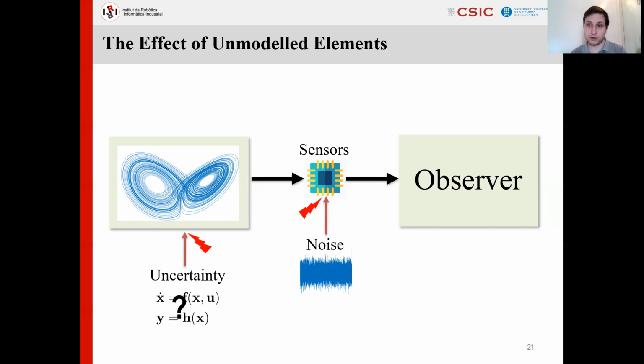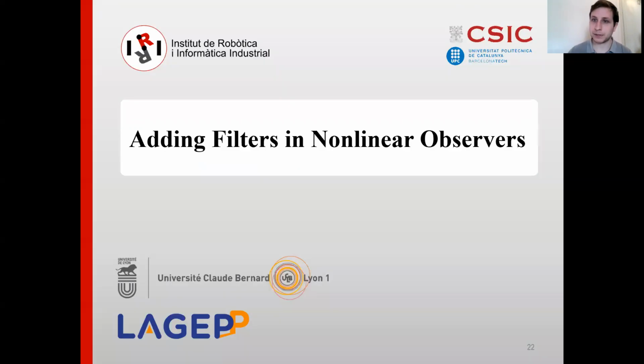If you consider that you have noise and uncertainty, the quality of the observer estimation is affected. And it's the objective of the designer to reduce the effect of these unmodeled elements on the performance of the observer. For this reason, the next slides will focus on providing some new techniques in order to reduce the effect of noise and uncertainty on the quality of the estimation. It should be remarked that these techniques follow a redesign philosophy, meaning that they assume that there is an already designed observer and modify this observer in order to reduce the effect of the unmodeled elements.